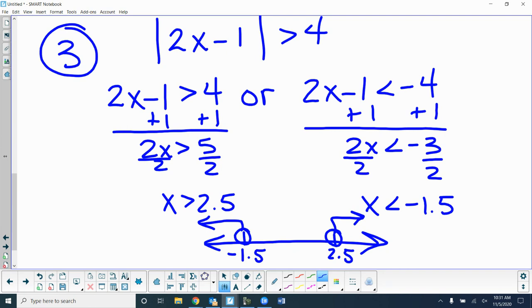Did we remember 2 problems? And remember, you switch the inequality symbol and the sign. Don't switch what's in between the 2, in between the absolute value sign. It's still 2x minus 1 for both. Questions? No problem. You can do it.